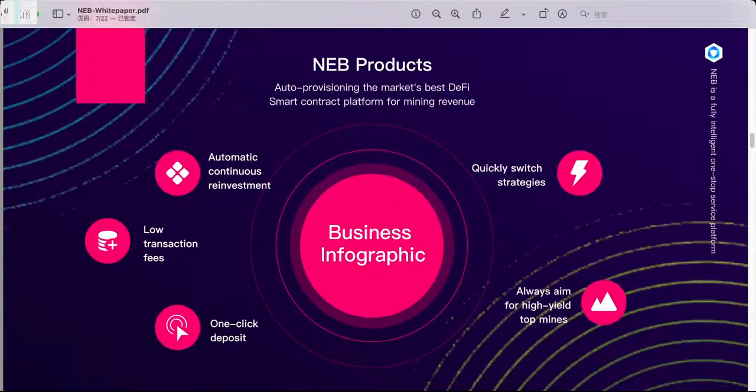And also ATMs for the high yield top miles. This is one business information graph for the NEB product. It just focuses on the high yield top miles to get the yield for you guys. And so that's why the whole DeFi NEB project can provide high profit for you guys.